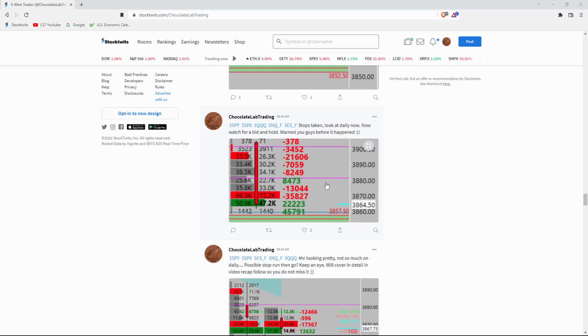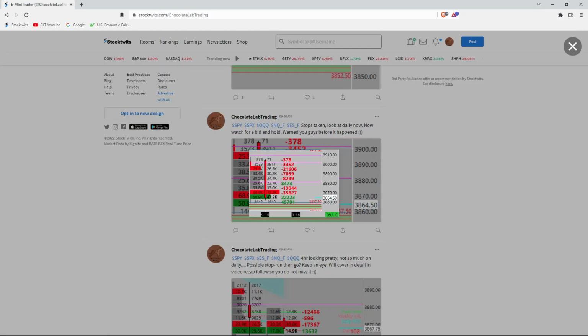All right, so now we're looking at the daily. Before, we didn't have this bottom volume node on the daily. Should I pull this up? Hopefully you guys can see that.